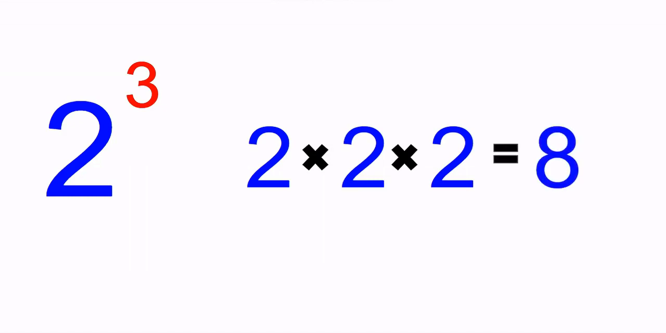One important thing to note is that 2 to the power of 3 is not 2 times 3. So make sure you don't do 2 times 3, rather you do 2 times 2 times 2.